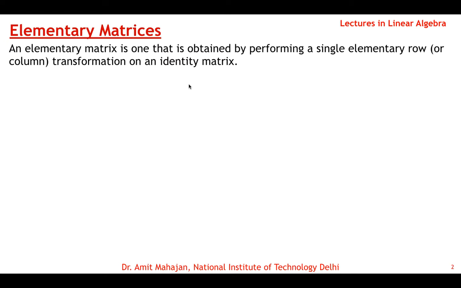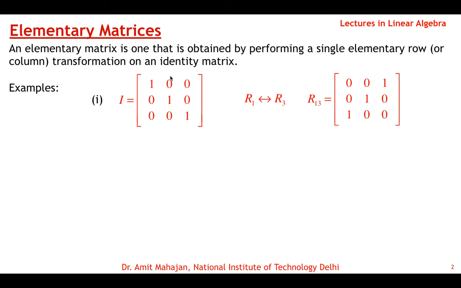Say, for example, I take a 3 by 3 identity matrix and use the elementary row operation which is interchange of row 1 and row 3. It will give me another matrix where the first row becomes the third row and the third row becomes the first row. This new matrix, which I denote R13, is an elementary matrix, because it is obtained from the identity matrix by performing a single elementary transformation, in this case a single row transformation.